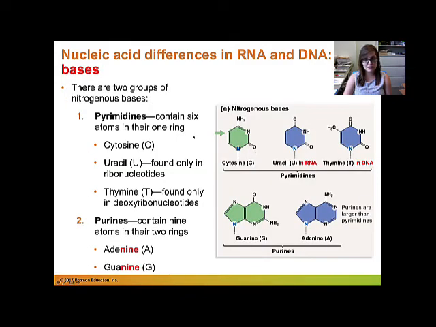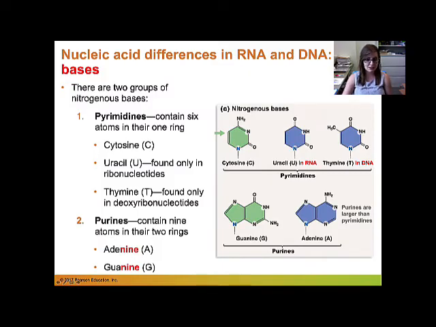There are also differences in the bases in RNA and DNA. So there are 2 groups of nitrogenous bases. There are the pyrimidines, which have 6 atoms in their ring, and they include cytosine, uracil, and thymine. An easy way to remember what's a pyrimidine is that pyramids have this triangle shape, and if you point the pyramid and cut, cut stands for C-U-T, or cytosine, uracil, and thymine.